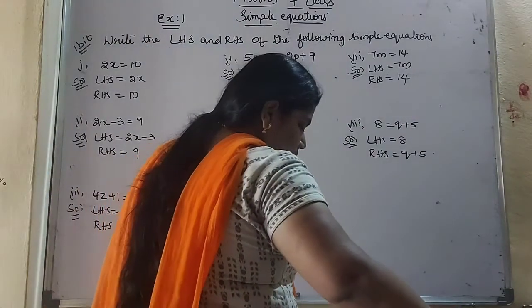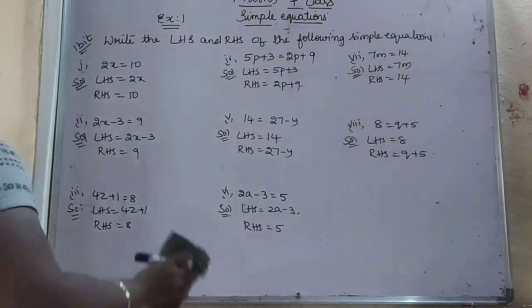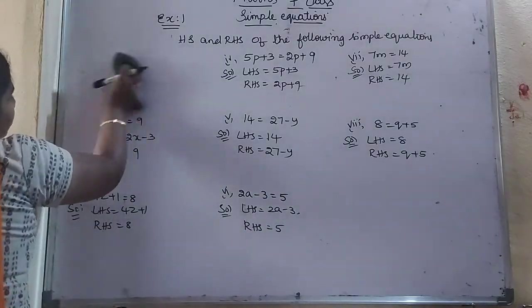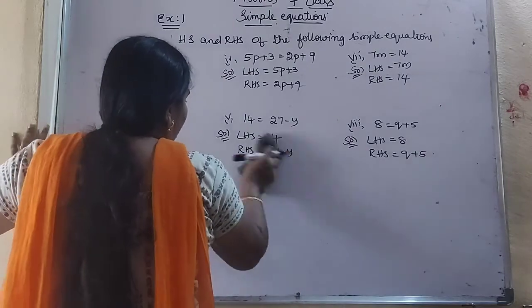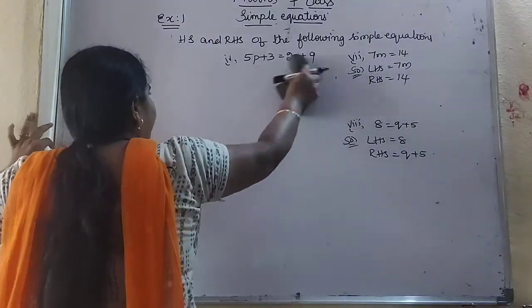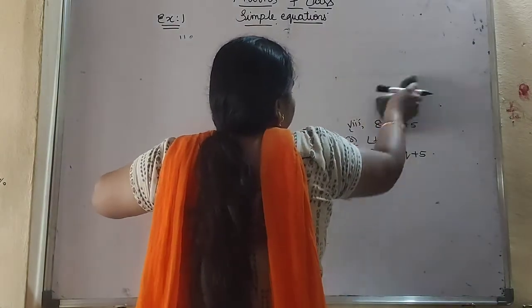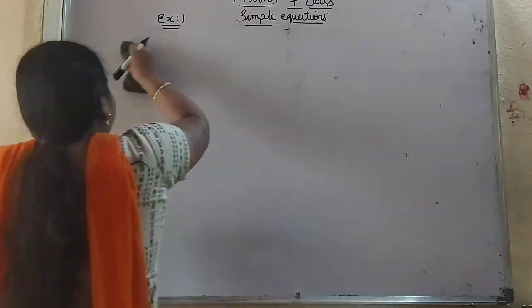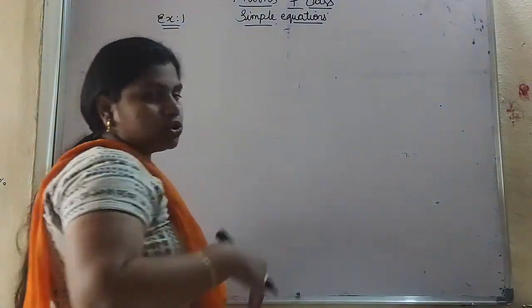Okay, so next is: solve the following equation by trial and error method. Now we have to solve for the unknown values using the trial and error method. I have already explained how to do that. We already have three different methods for finding the values of unknowns, and the first one is the trial and error method. So by using that we are going to solve this.